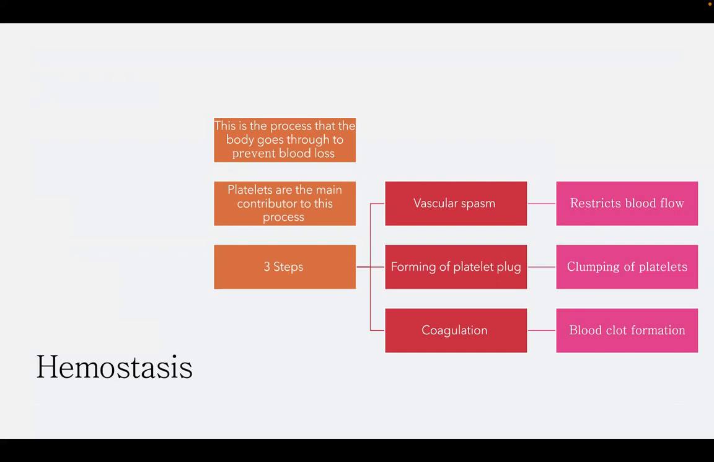In the second step, forming the platelet plug, the free-flowing platelets come to the spot where the blood vessel is injured or damaged, and then they begin to clump together. This process, aided by a glycoprotein, creates a sort of plug on the injury to slow the blood loss as well. The last step in this process is coagulation. This is how a blood clot is formed. The clot is made up of fibrin, which we mentioned before, and traps platelets and blood cells within it. This also helps to slow the loss of blood from the injury.